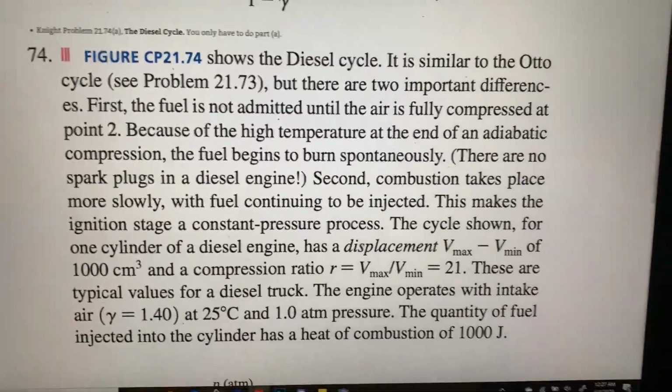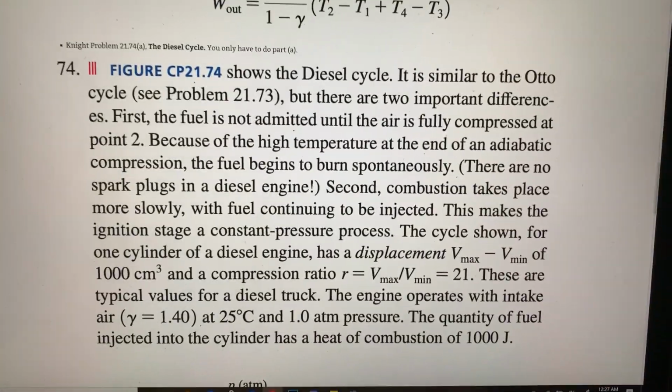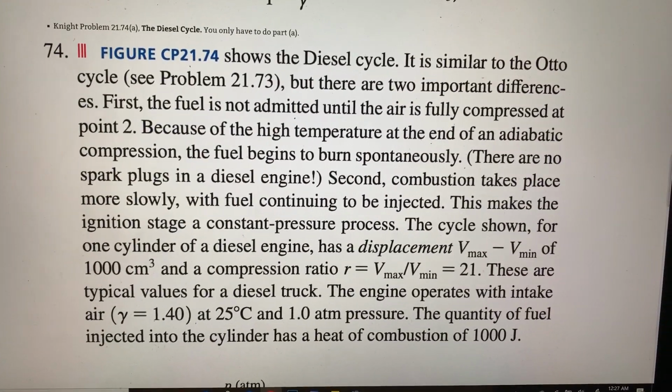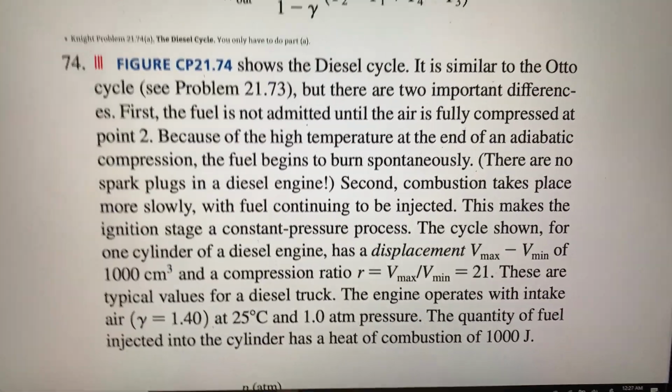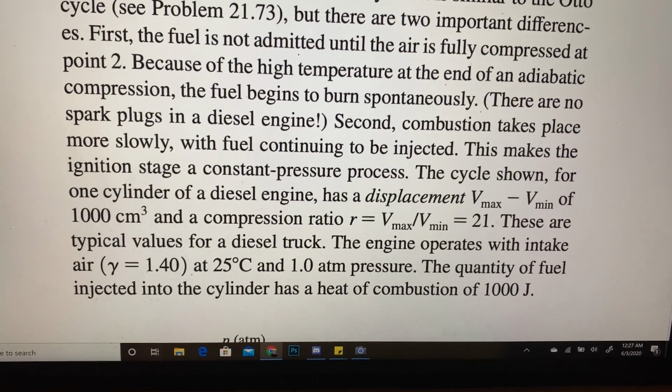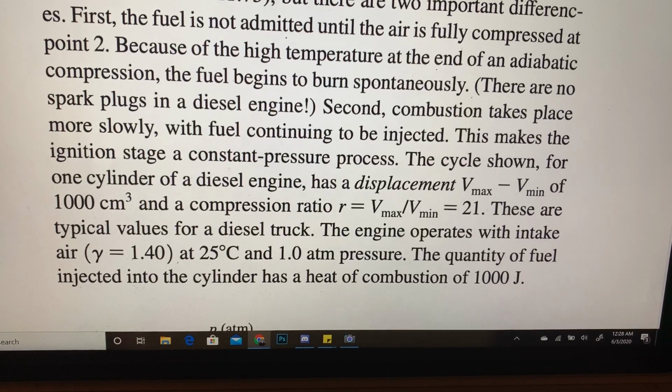Alright, so problem 74. I kind of already did the video, but it really kind of sucked. You don't have to, but you can read this if you want. You could pause it. I won't read it. It's a little long. But a really important thing you have to look at is the last sentence, or the last two sentences.